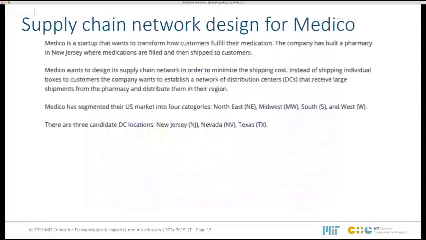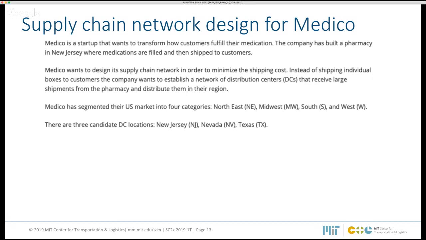We really appreciate it. As I was saying, this problem was taken from a couple of runs of a midterm exam of SC2x. Basically, we have this company called Medico, which supplies medications, and the company is interested in redesigning its supply chain.